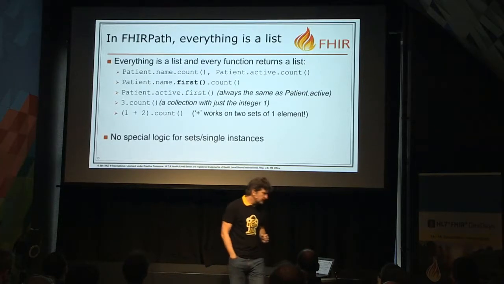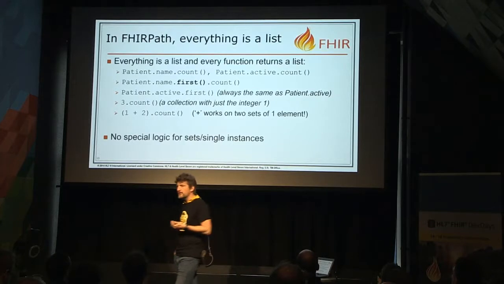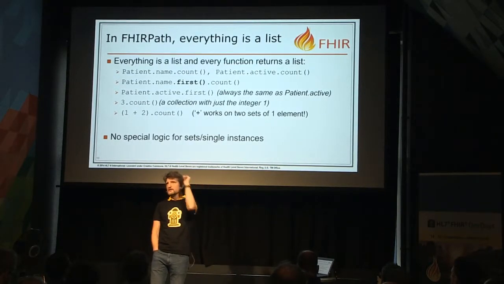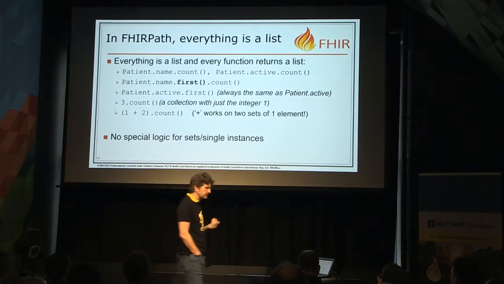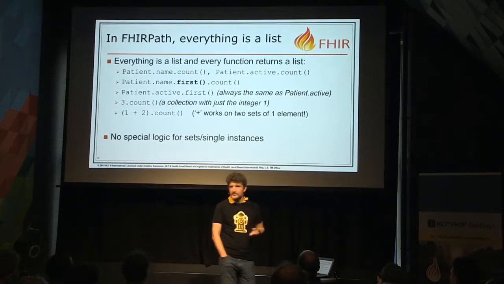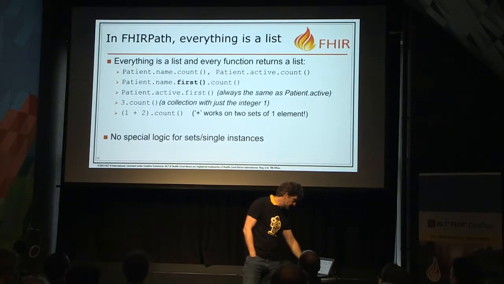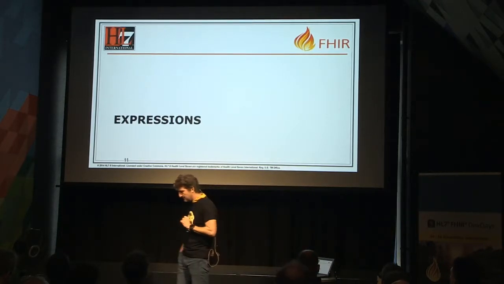So we have no special logic for sets or single instances, and this makes the FHIRPath language pretty fluent. You don't have to say, if this is a singleton, let's do this. If that's a list, do that. That's boring in my programming language, C#. I don't have to do this here. It's a way more monadic way of looking at things, and easier. Okay. Now we have our lists.